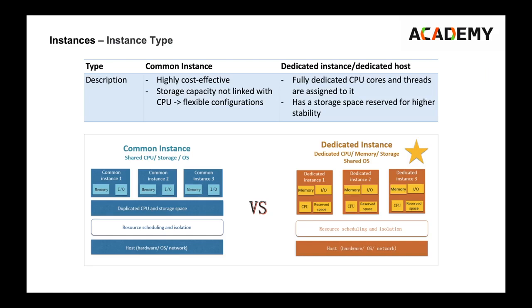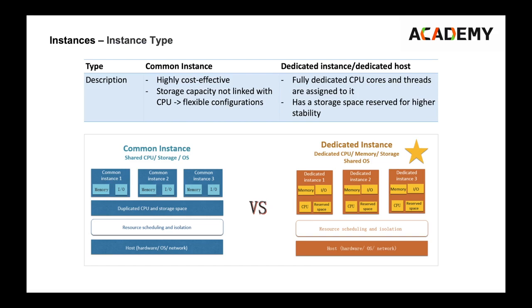Instance types, there are essentially 2. There's what we call the common instance. This is our most cost-effective instance. A great advantage of this type is that storage capacity is not linked in any way with the rest of the hardware configuration, so you have a lot of flexibility, but you are sharing hardware with other users. So there's the potential for another user's database throughput or high CPU usage to have an impact on you, although this is not common.